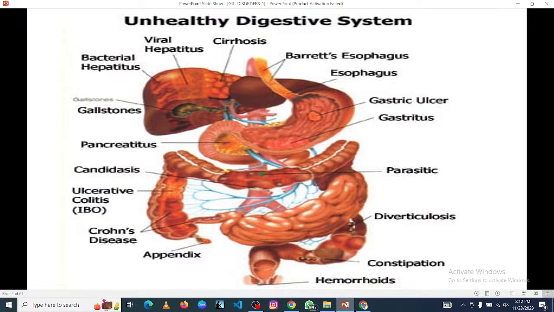When the digestive system is unhealthy, as we said, there are a lot of diseases that can arise from that. An example is piles or hemorrhoids. You can be constipated. You can have parasites in your digestive system. You can have Crohn's disease, appendicitis. You can have gastric ulcers, esophageal ulcers, duodenal ulcers, pancreatitis.